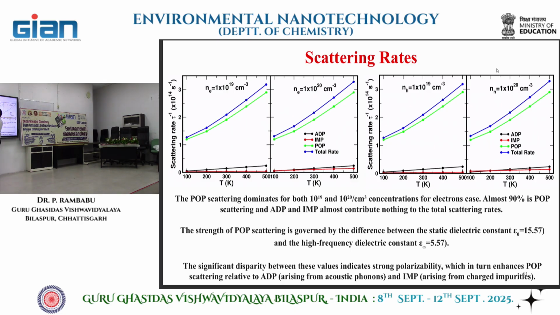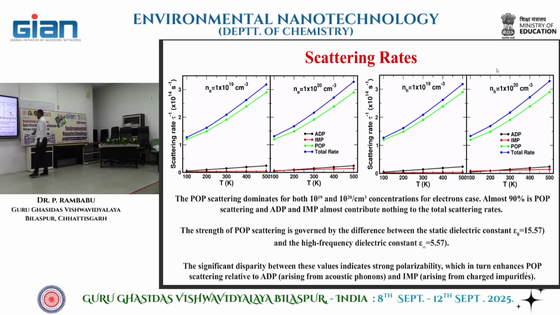these two are for n-type. N-type means the electron concentration, and this is for p-type carriers at 10^19 and 10^20, 10^19 and 10^20. So from 100 to 500 K temperature, by varying that I have studied, and for all the cases the scattering is increasing with temperature, and you can see that the scattering rate is mainly due to the POP scattering, POP.